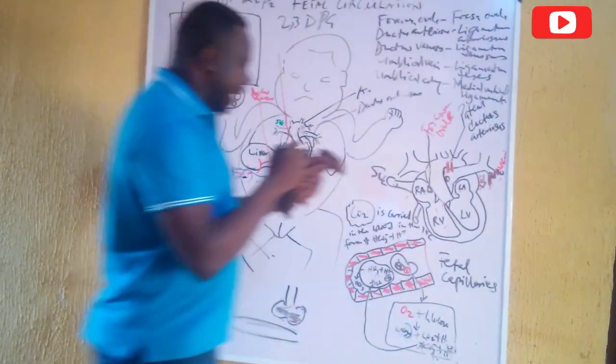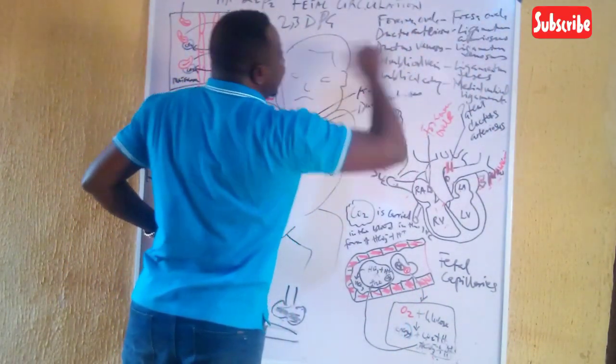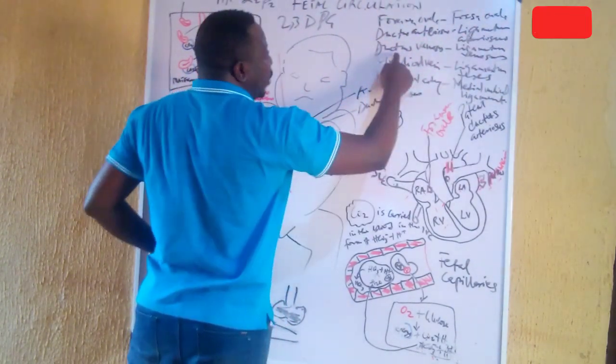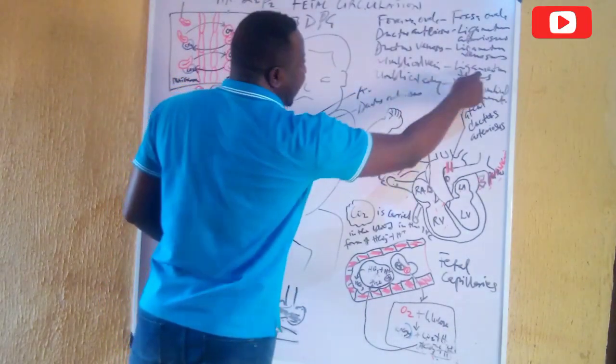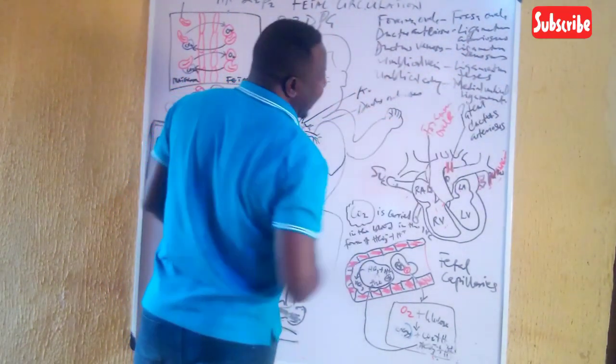So let me repeat this again. The foramen ovale becomes fossa ovale. The ductus arteriosus becomes ligamentum arteriosus. The ductus venosus becomes ligamentum venosus. The umbilical vein becomes ligamentum teres. And the umbilical artery becomes medial umbilical ligament.